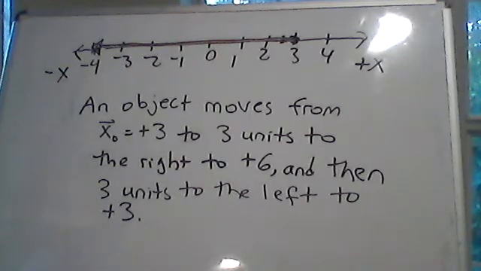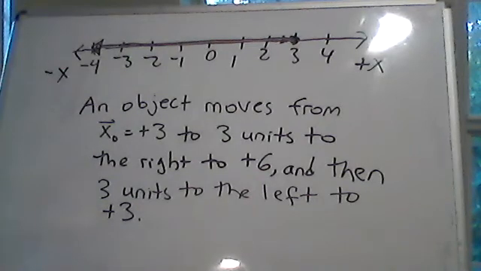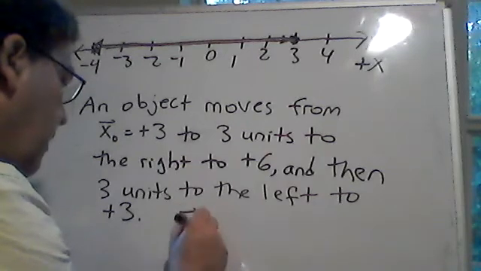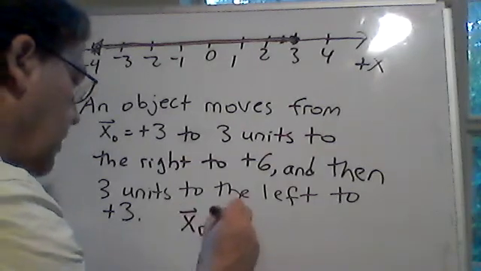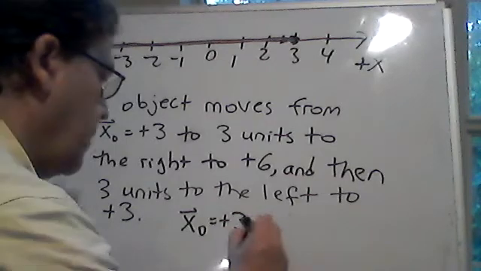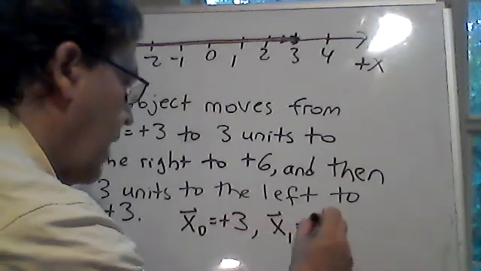Well, let's see. Displacement does not care about how an object moved. We know initially that the object was at positive 3. Sure, it moved to the right by 3 units and back 3 units to the left. But we don't care about that because we know that at the end of the problem, it is at positive 3.